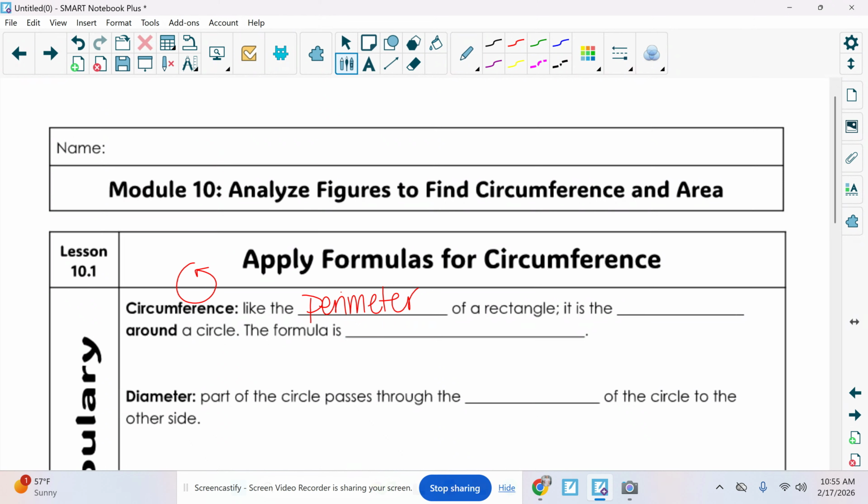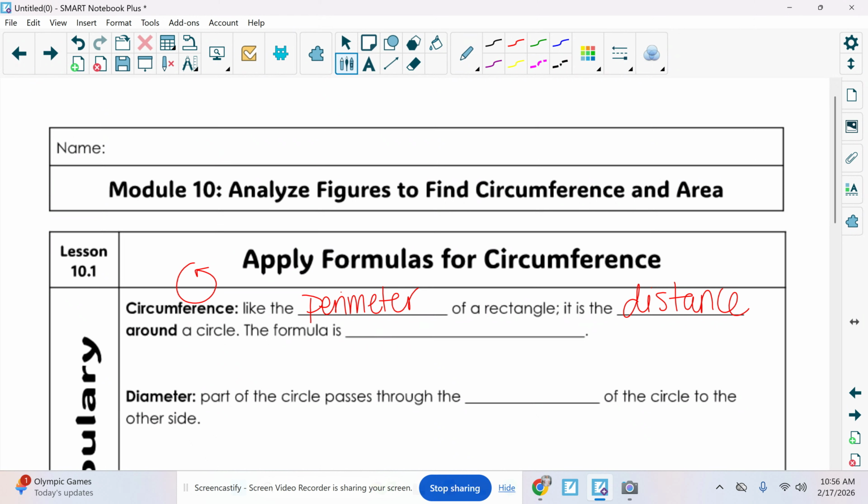Perimeter is the what? Oh, do we need to write it? No. Perimeter is the distance around the outside of a shape. So perimeter of a rectangle, it's just like that. Circumference is the distance around a circle. Around the circle, not in the circle, around the circle.